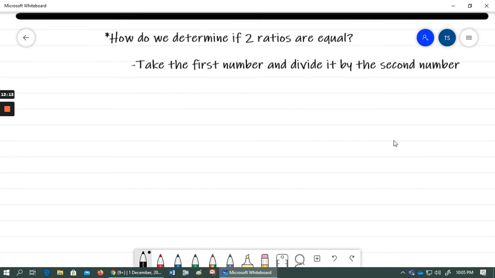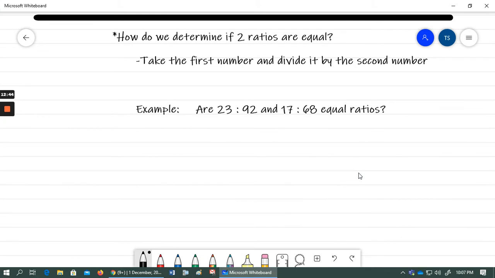So again, folks, you can determine if 2 ratios are equal to each other by taking the first number and dividing it by the second number. And again, we're going to show you a quick little example of that because we're going to be segueing into and kind of transitioning into proportions with this. So let's show you a quick example of what we mean when we say take the first number divided by the second number. Even though that's pretty self-explanatory, I'm still going to show you an example.